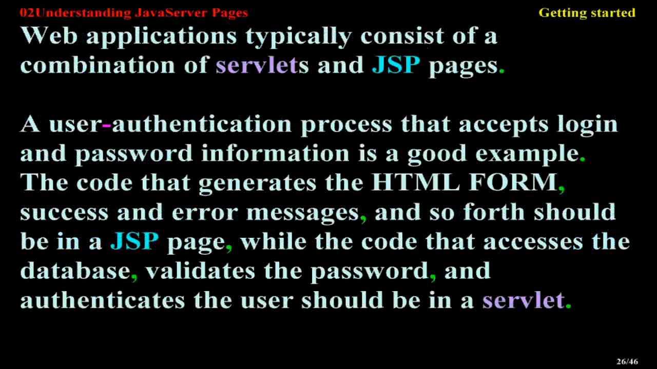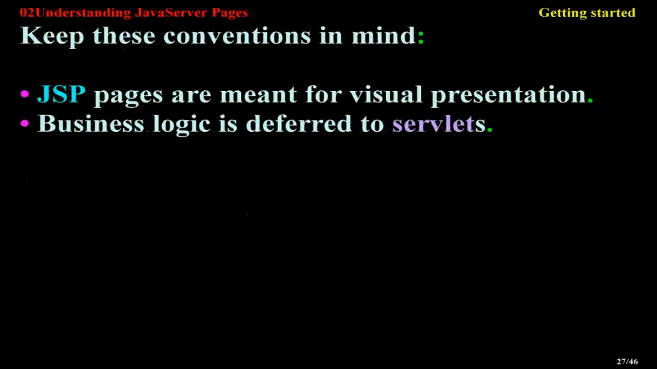Web applications typically consist of a combination of servlets and JSP pages. A user authentication process that accepts login and password information is a good example. The code that generates the HTML form, success and error messages, and so forth should be in a JSP page, while the code that accesses the database, validates the password, and authenticates the user should be in a servlet. Keep these conventions in mind. JSP pages are meant for visual presentation. Business logic is deferred to servlets.